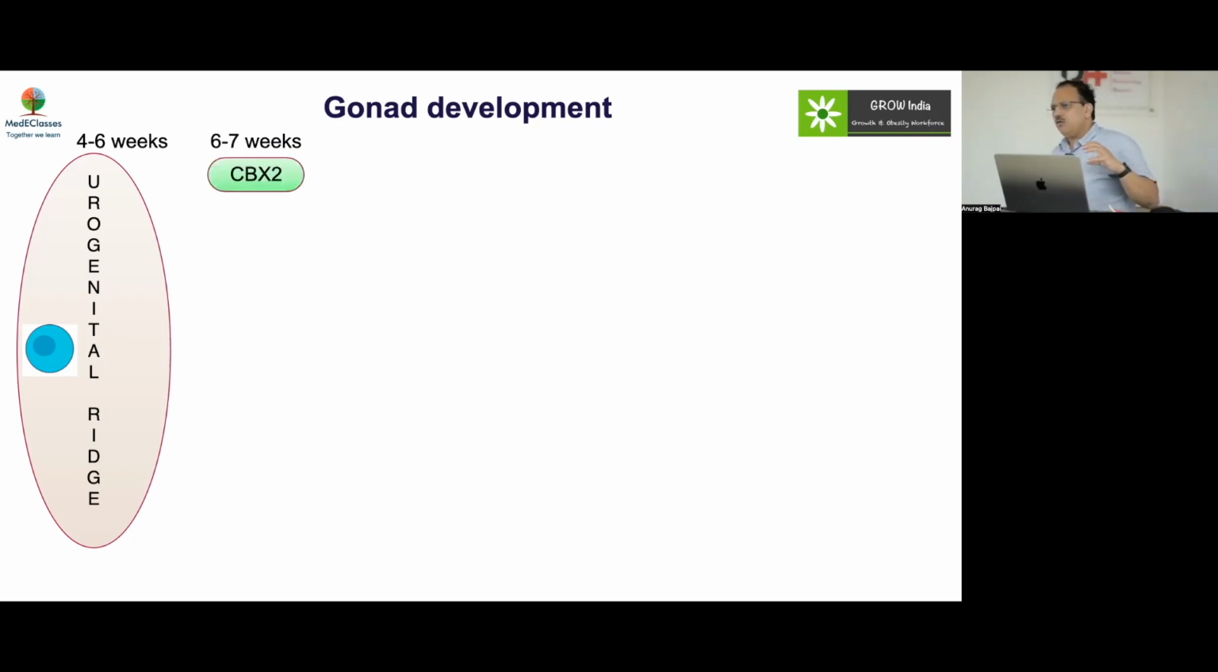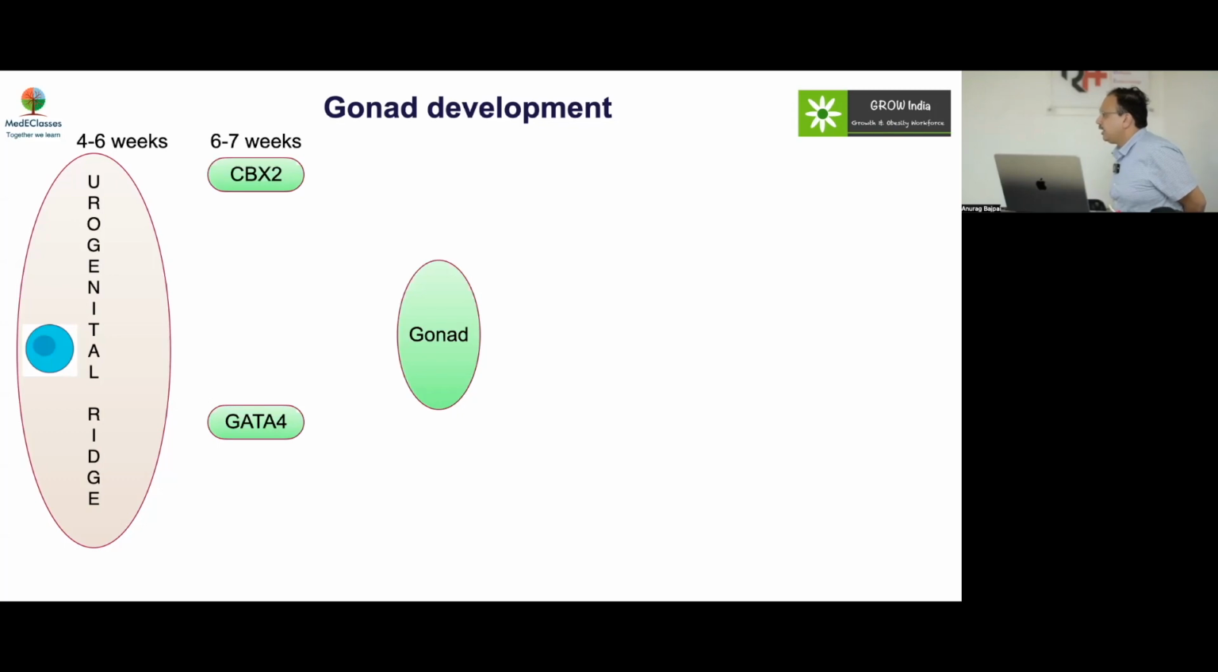Now on that, you've got multiple genes which start working in the form of transcription factors, which result in development of the bipotential gonad. So the gonad is structurally the same. There is no difference between testis and ovary. So this is more likely to be a bipotential gonad.